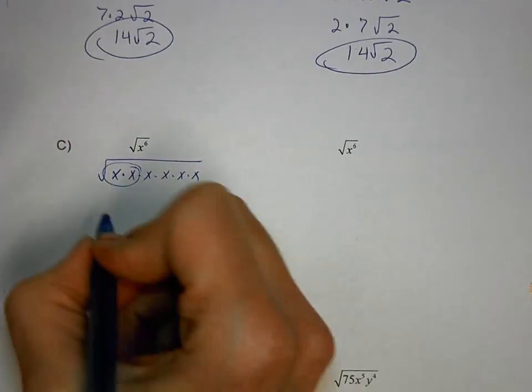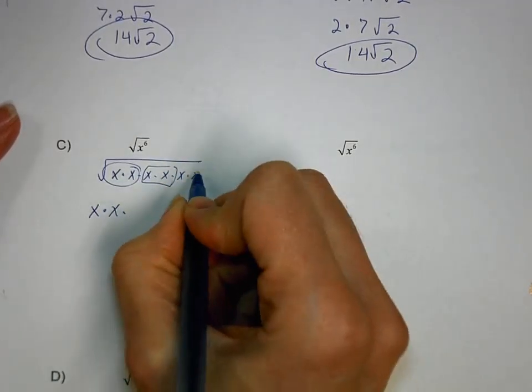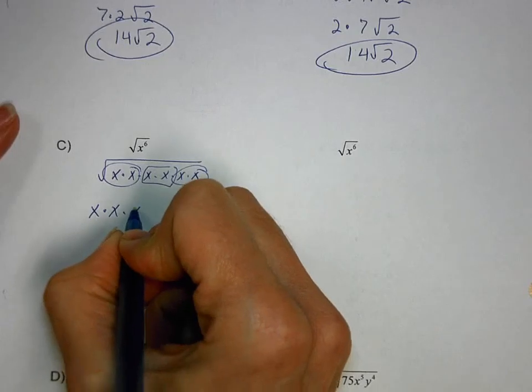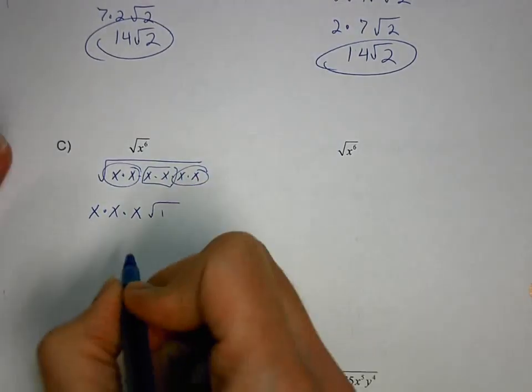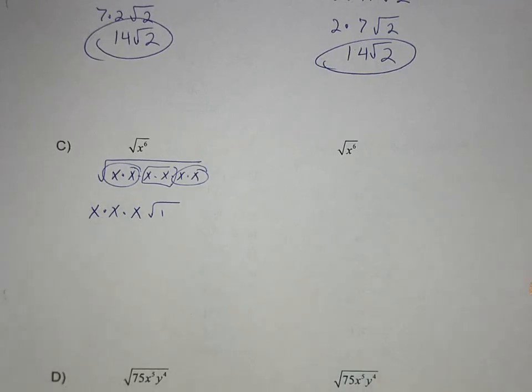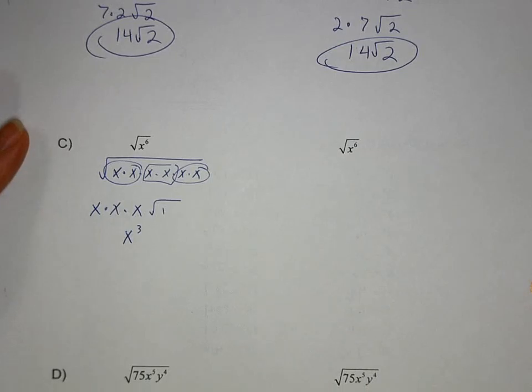One pair, so I have an x. I have a second pair, which is an x. And I have a third pair, which is what? An x. And what's left is the square root of 1, which is 1, so no big deal there. So my answer is x times x times x, which is x cubed.